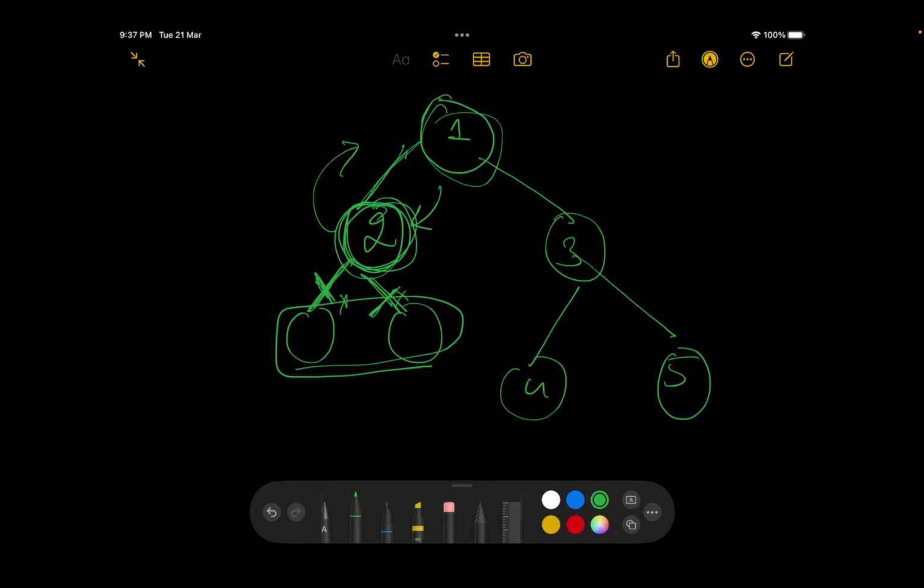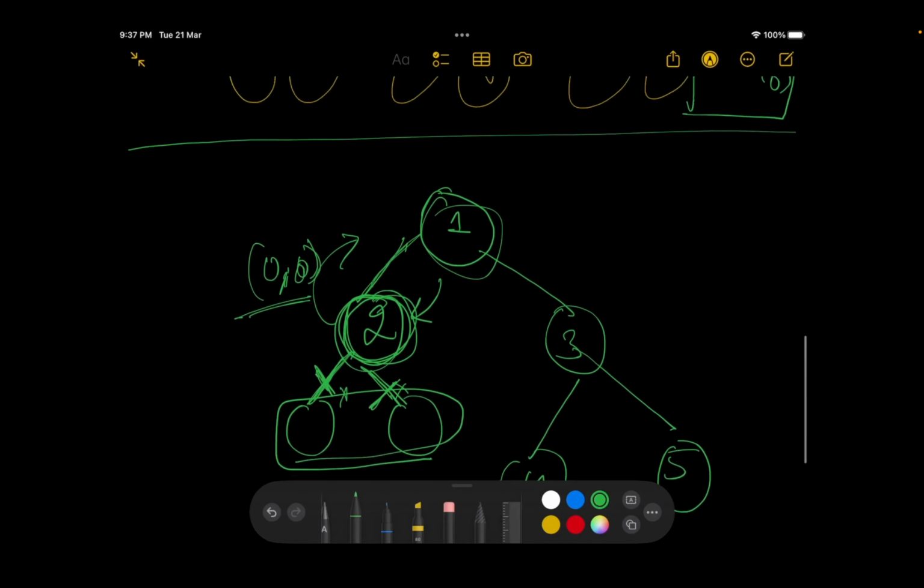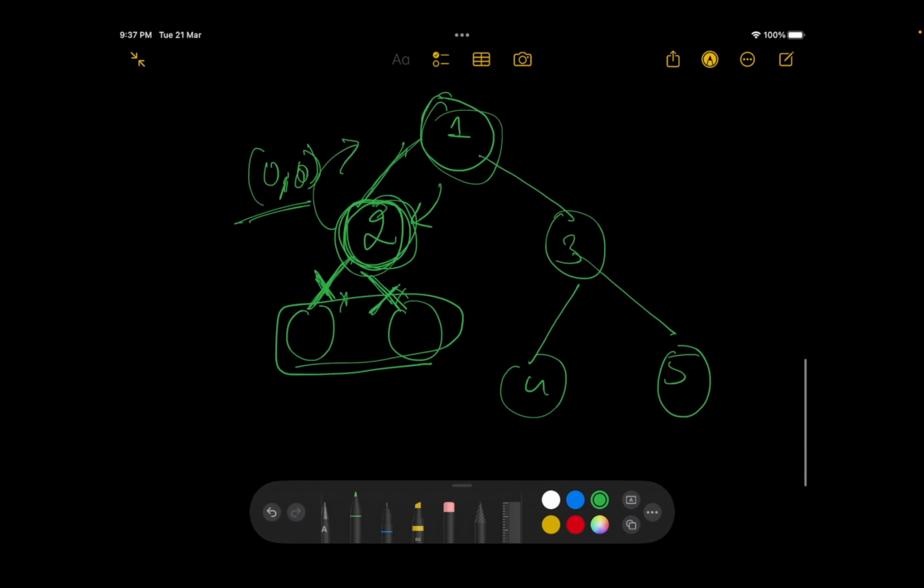So 2 would say that I don't have any children, so either way my answer is going to be 0 0. It cannot contribute anything, so it will say 0 0 is going to 1. Cool enough. Now you ask the same question to 3. Tell me what values you're going to return if you consider one of the edges to your children, and if you don't consider any edges to your children.